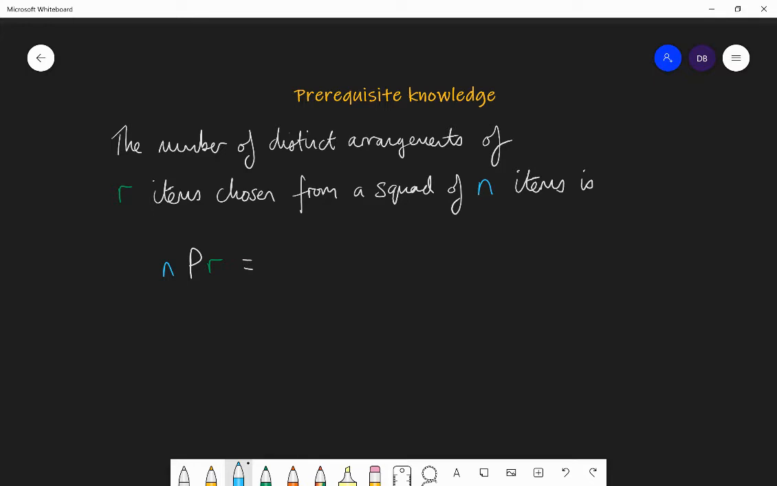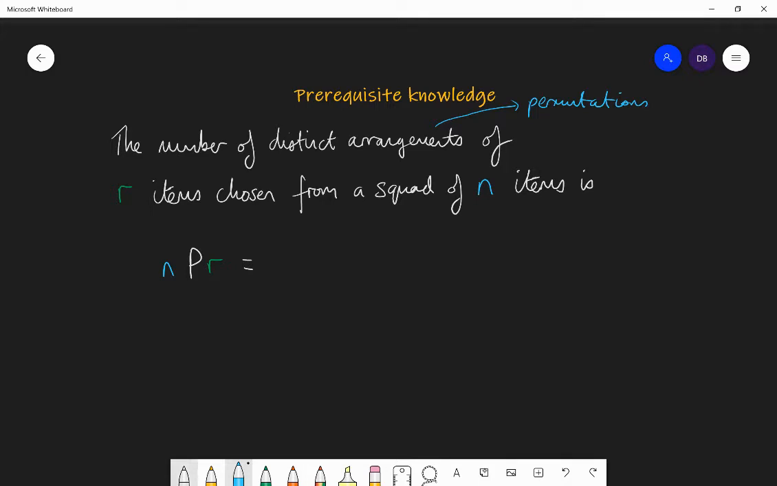If I want to know the number of distinct ways in which I can arrange r items chosen from a squad of n items, it is called nPr, and P stands for permutations. So the word arrangements could be swapped for permutations. It's all talking about the number of permutations of ways in which we can arrange some items.